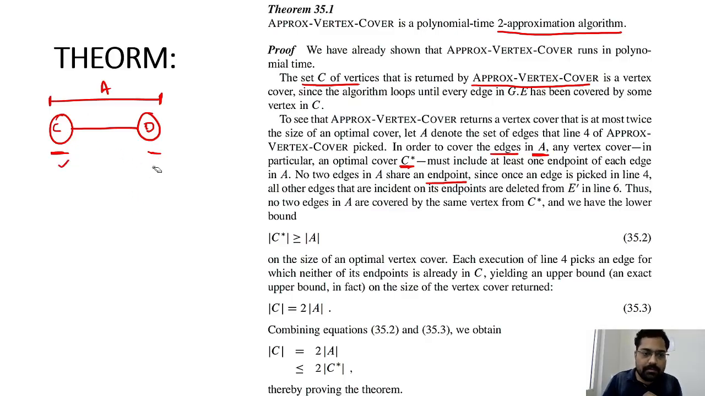Clear? Whenever I keep the optimal one, optimal will keep at least C or D. Any one of these, but at least one. This is what is written. Clear? Optimal includes at least one endpoint. It is clearly mentioned. So definitely A has two endpoints, and here the optimal will keep one. That's why. Clear?